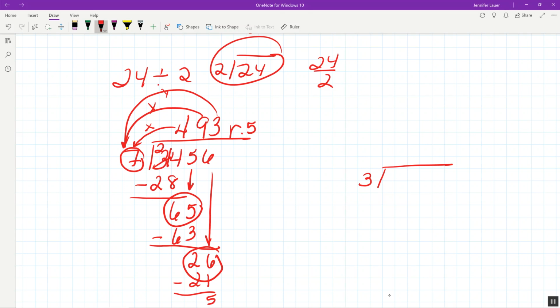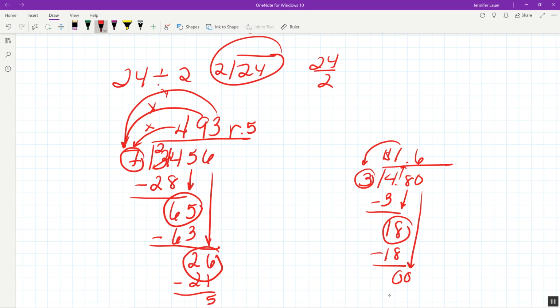All right, now when you're dividing dollars, you're going to go ahead and bring up the dollar sign and the decimal straight up. And then you're going to divide. 3 goes into 4 one time. 1 times 3 is 3. Subtract, bring down the 8. 3 goes into 18 6 times because 3, 6, 9, 12, 15, 18. That's 6 times. 6 times 3 is 18, 0. Bringing this down, 3 goes into 0 0 times with no remainder. Your answer is $1.60.